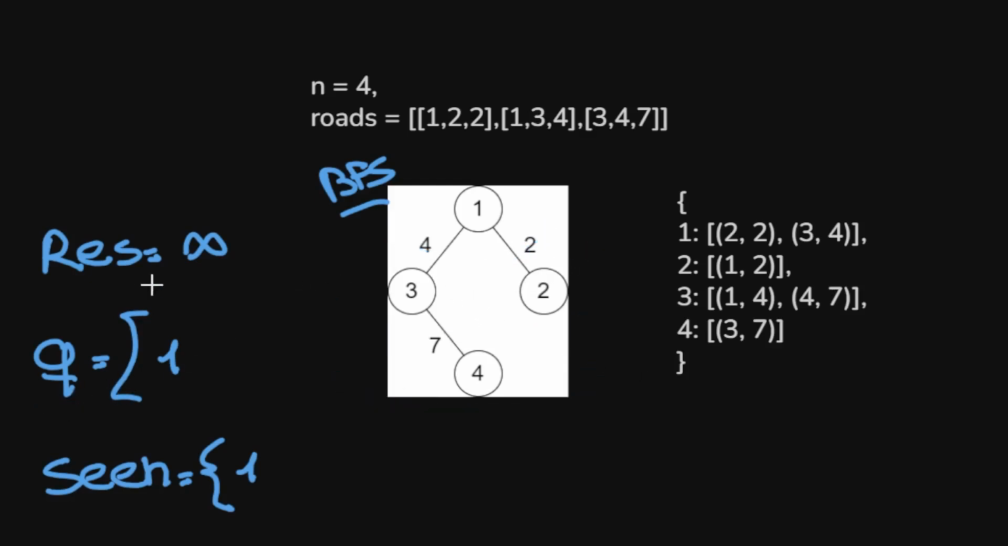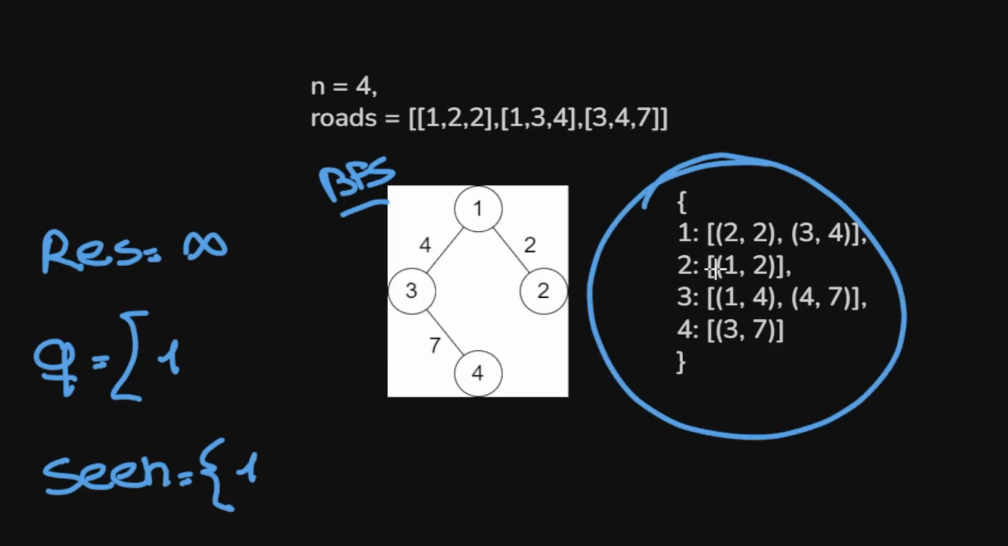We need a queue because we have to pop elements from the left, and we start from node 1, so here we put the 1. We will have a set to keep track of the nodes that we have already seen, so here we start with 1, and the result is initially positive infinity because we are looking for the smallest possible number. And given that this is a graph problem, here is the adjacency list.